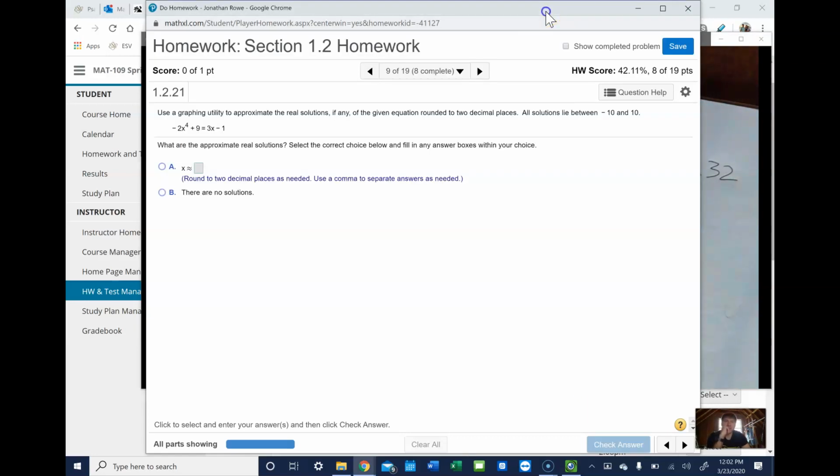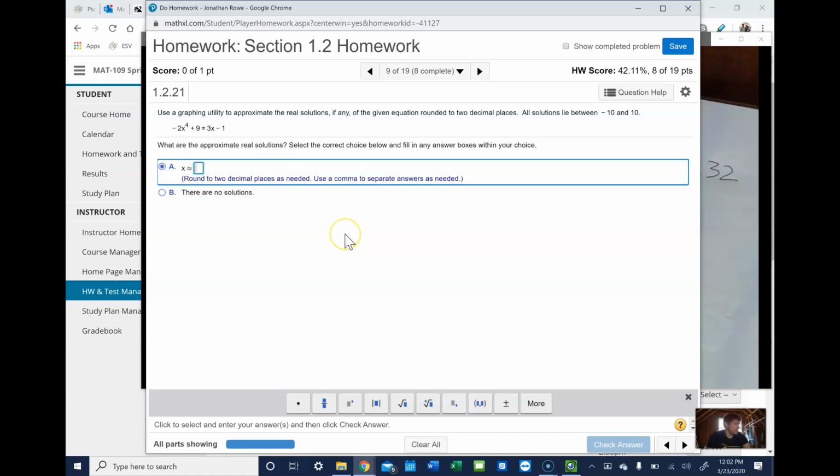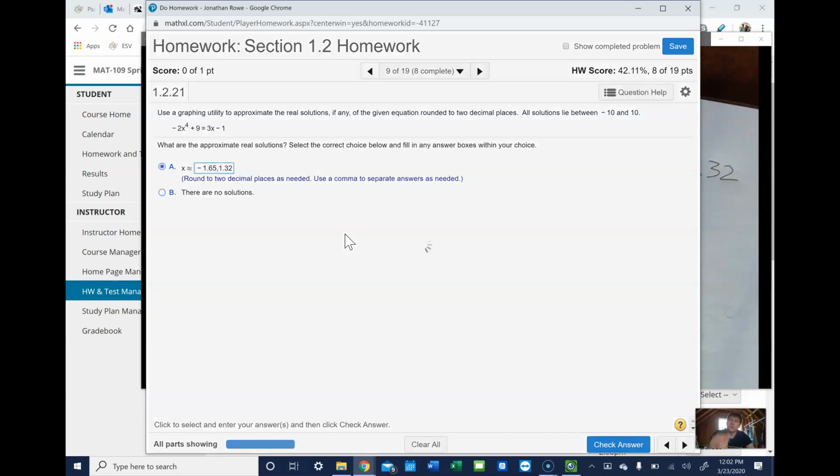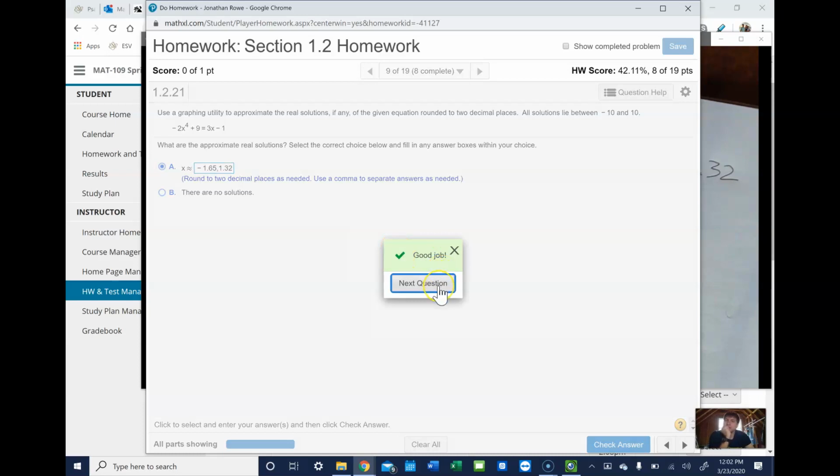So let's enter that. 2 decimal places, comma between the answers. So negative 1.65, comma, ooh, I typed it wrong. Negative 1.65, comma, 1.32. Good.